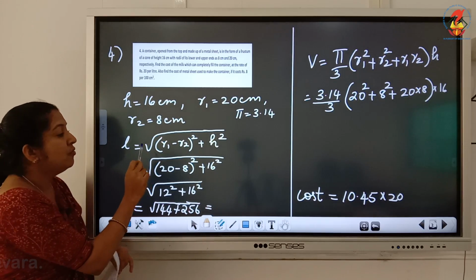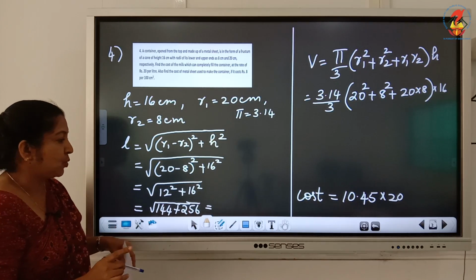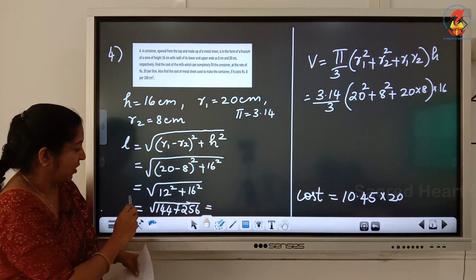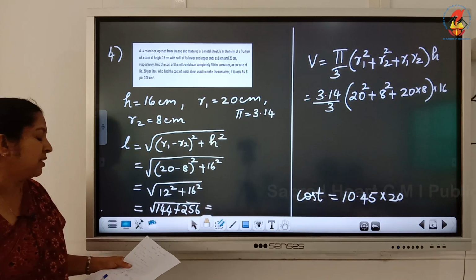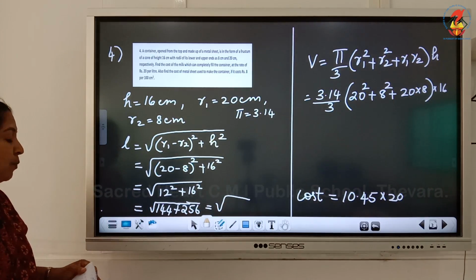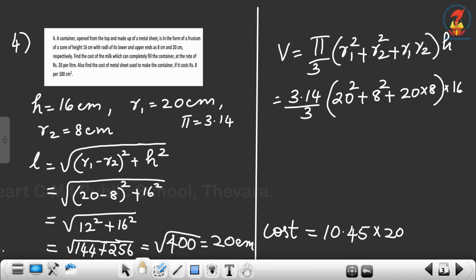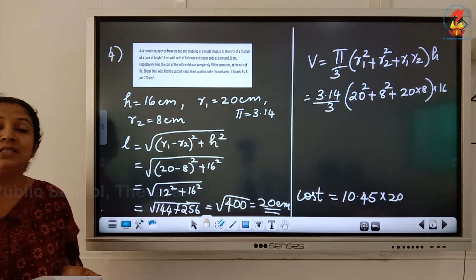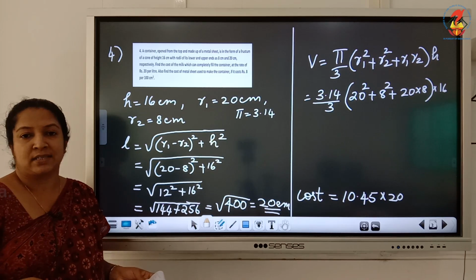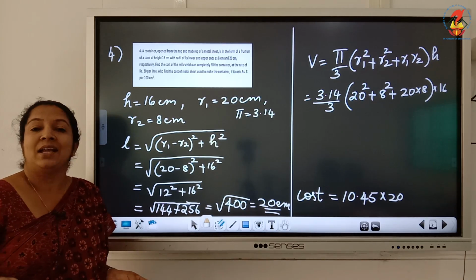L is root of R1 minus R2 whole square plus H square, which is equal to 20 minus 8 whole square plus 16 square, which is equal to root of 12 square plus 16 square, which is equal to root of 144 plus 256, which is equal to 400. The root of this is 20 centimeter. So, we got the slant height as 20 centimeter. So, first what we are going to find is the volume and the cost of the milk. Second part is the metal sheet used and its cost.